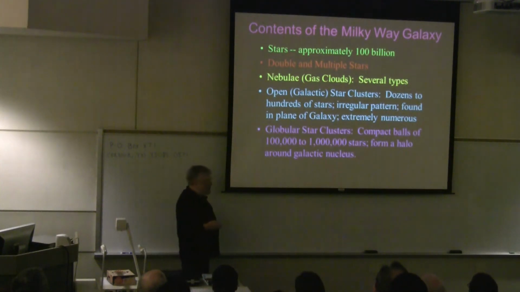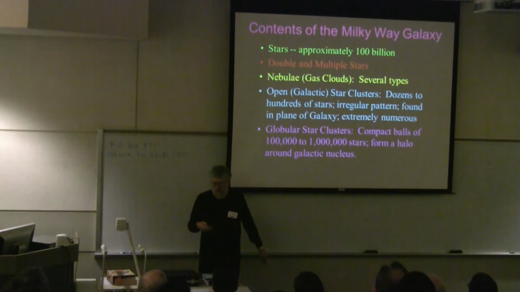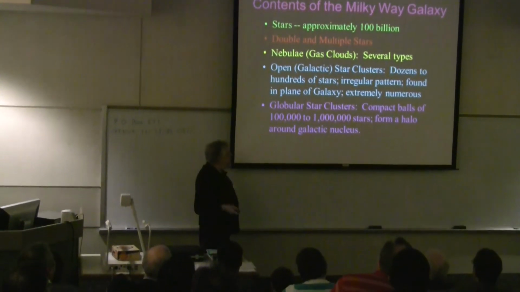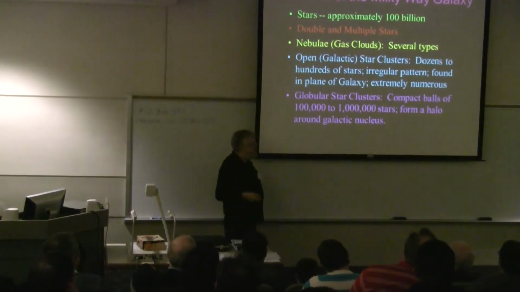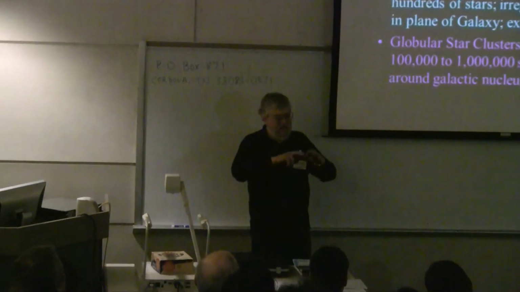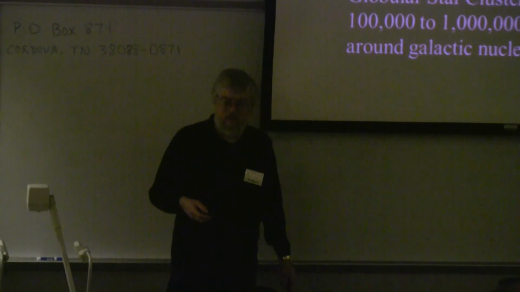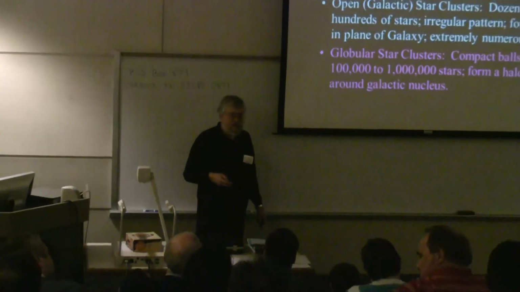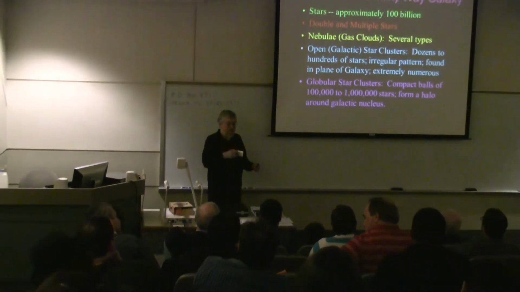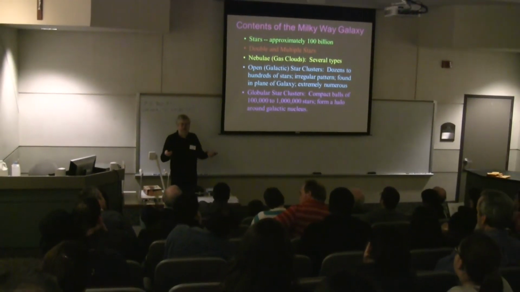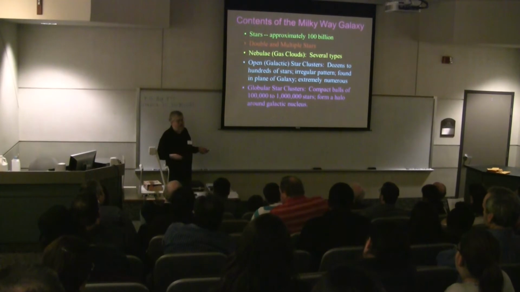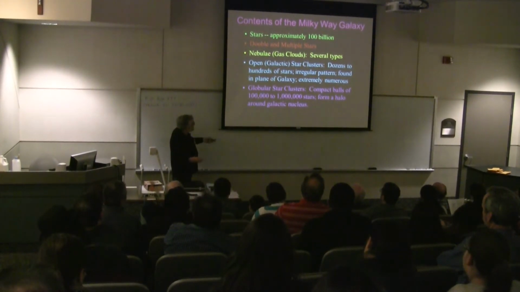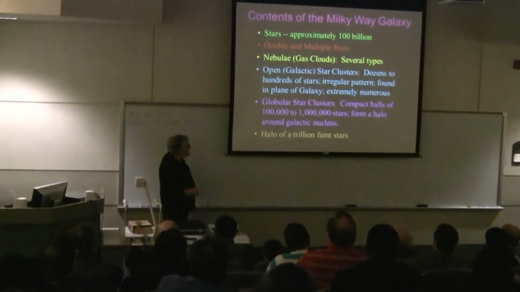Globular star clusters are much fewer. There are only about 100 of them around the Milky Way, but they contain a lot of stars, anywhere from 100,000 to 1,000,000 stars in a compact ball-shaped arrangement, hence the term globular. And they surround the nucleus of the galaxy and sort of orbit in and out of the plane of the galaxy. They're not circling around in the plane like the open or galactic clusters are. We'll see a picture of one of those coming up as well.